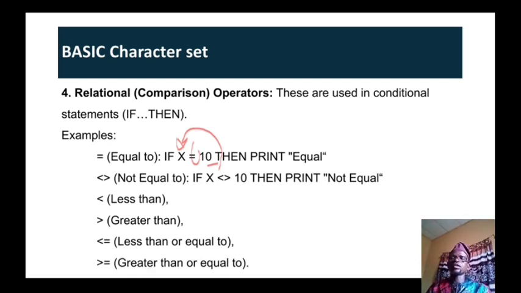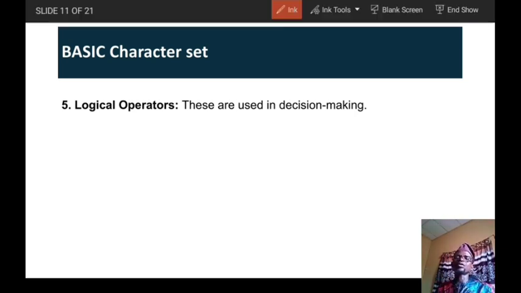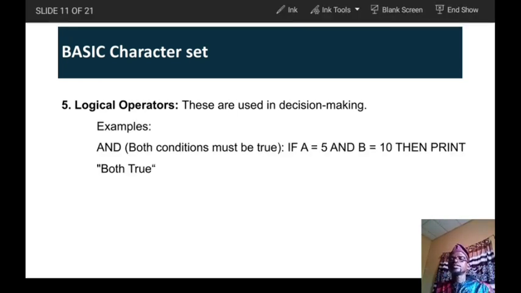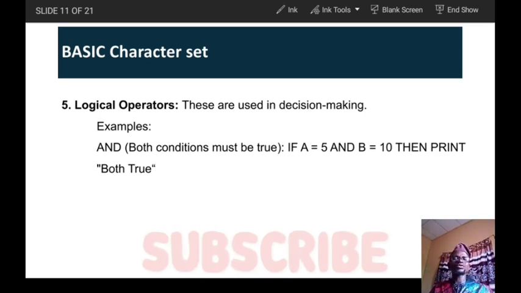Now let's check another basic character set. Another basic character set is logical operators. These are used in decision making. Basically, logical operators are 3: and, or, not. So let's check them one after the other. And means both conditions must be true. For example, if A is equal to 5 and B is equal to 10, then print both true.